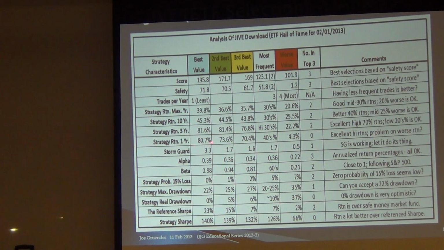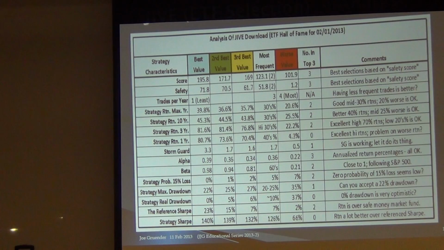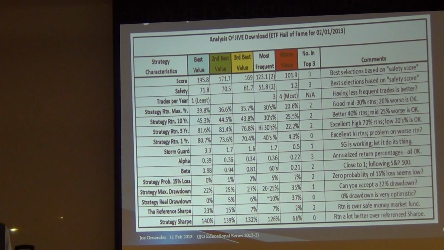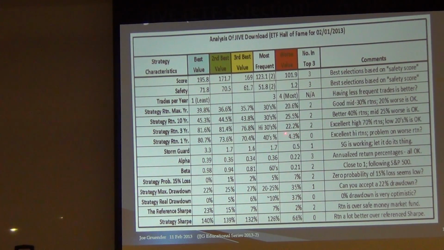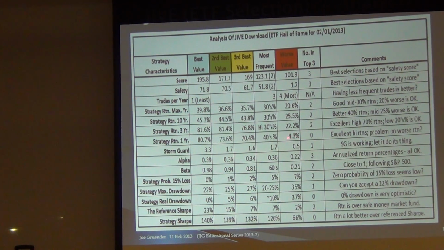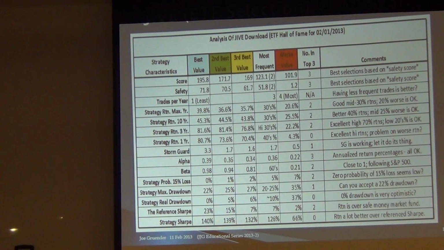Look at this, 80.7% strategy return in 1 year. Would you all like to make 80% in 1 year? However, the worst value is 4.3%. Don't know. We'd have to investigate what caused that 4.31%. That seems low. We'd like something better than that.